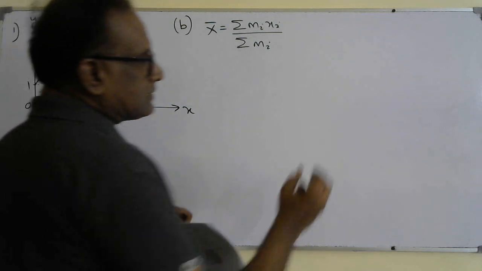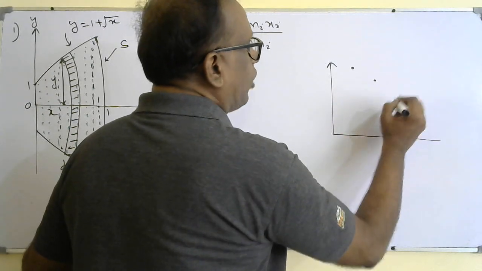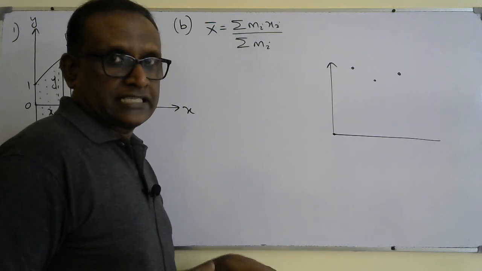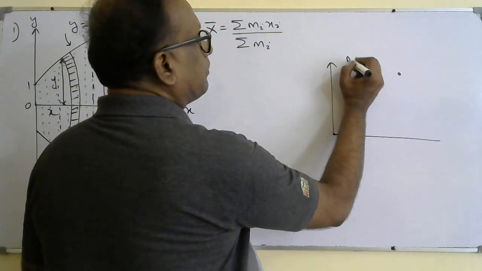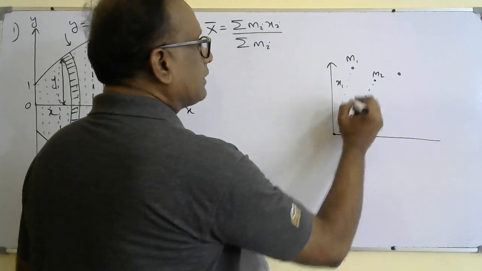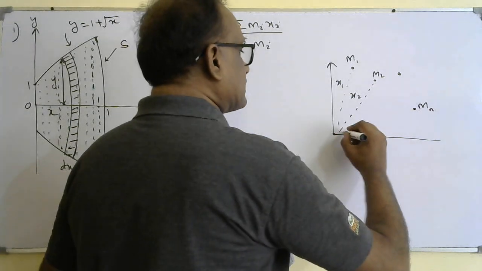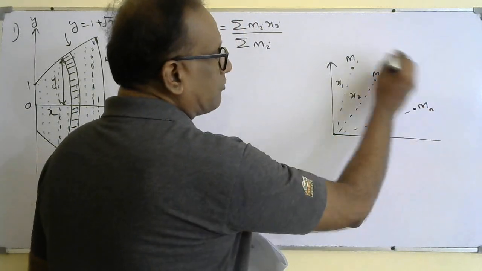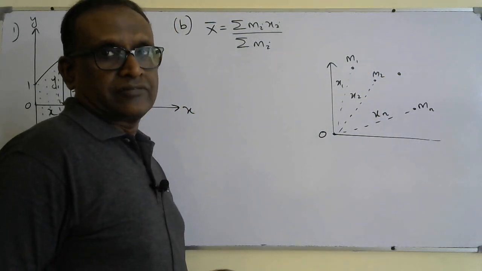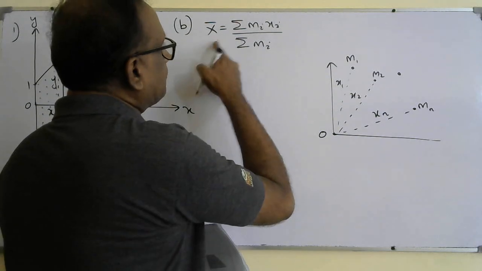That means the idea, I'll again tell, if I consider there is a system of particles, or a system of objects at different distances from a point about which we are going to find the center of mass of the system. For example, this mass m1 is at a distance x1 from it, this is m2 at a distance x2 from it, and there are different particles up to mass mn at distance xn from this point. The center of mass of this system of particles, measured from the same point, is given by sigma mi xi over sigma mi.